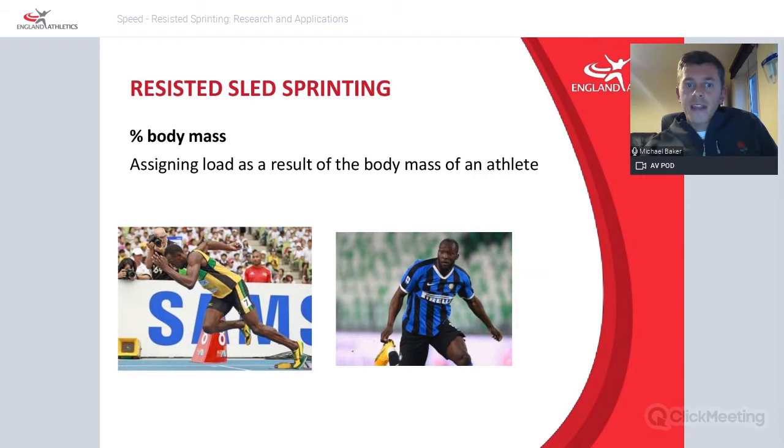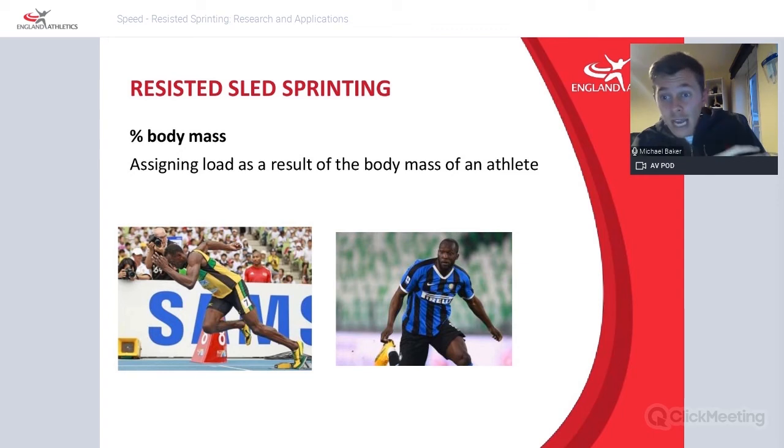In terms of the percentage of body mass, that is, as the name says, assigning a load as a result of the body mass of an athlete. Generally speaking, this is quite an easy method to use for assigning load to athletes. Again, we'll come on a little bit later to what types of percentages you might use to get different effects. As I said, all you need to know about your athlete is their body mass.